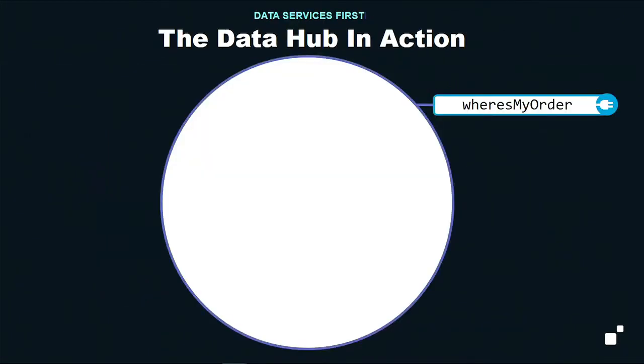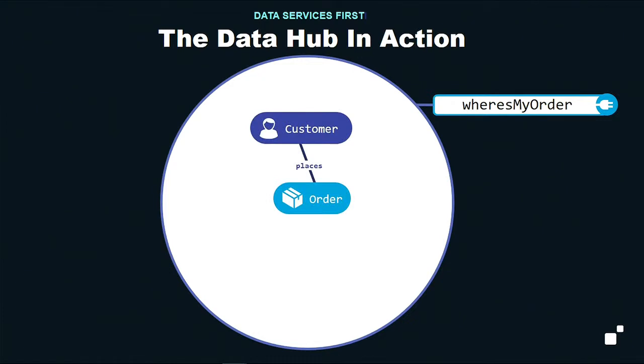So what does it look like in the system? We have a declarative way to define the where's my order data service, and simply say, hey, these are the inputs I want to the service, and these are the outputs. And in support of that service, we're going to come up with a model.